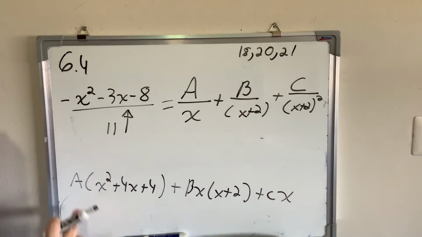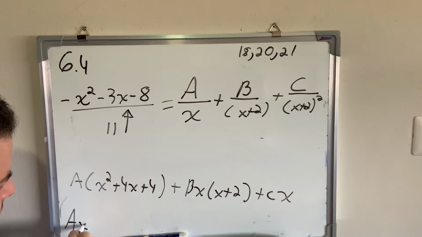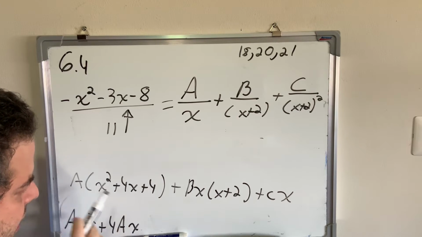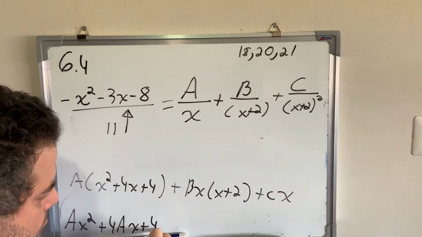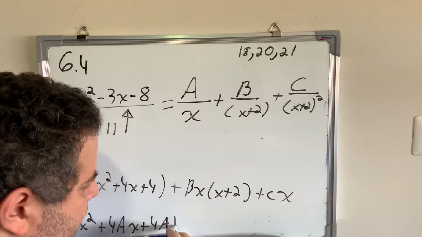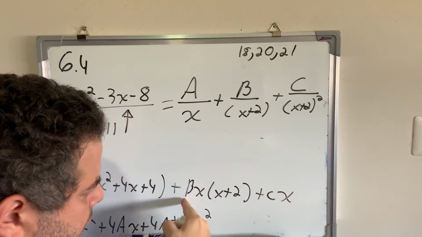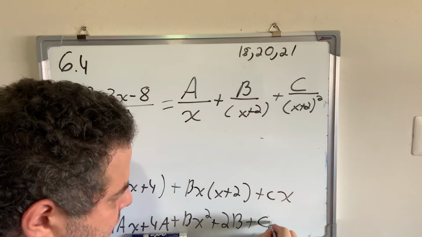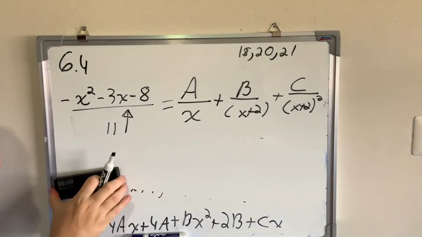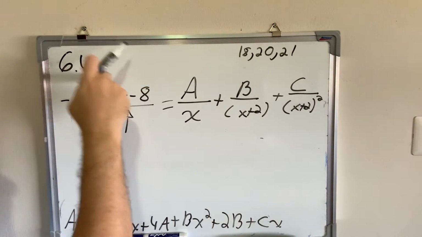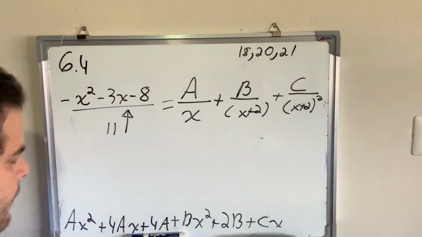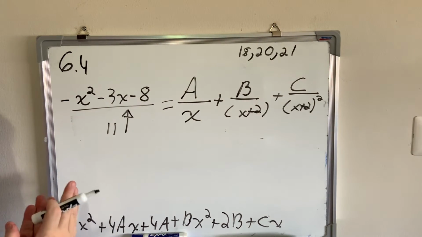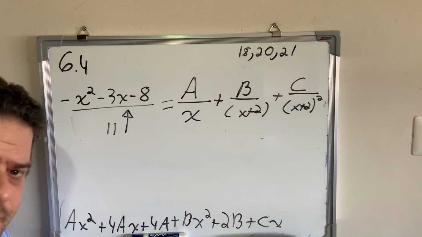Now I'm gonna go ahead and distribute. I have ax squared plus 4ax plus 4a. Here I have plus bx squared plus 2b, and here I just have plus cx. And remember, all of this is equal to the original numerator. Now let's start grouping them up. I always suggest you begin with highest degrees and then go to lowest degrees, like standard form.